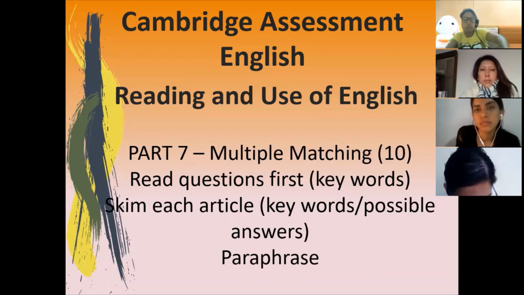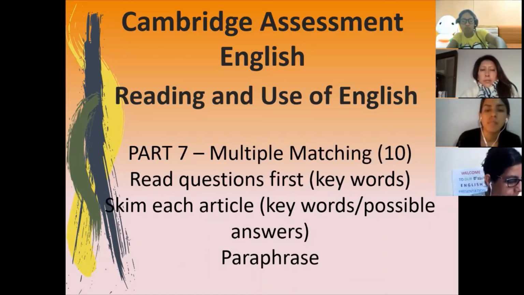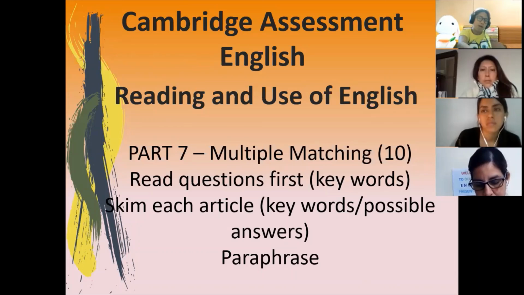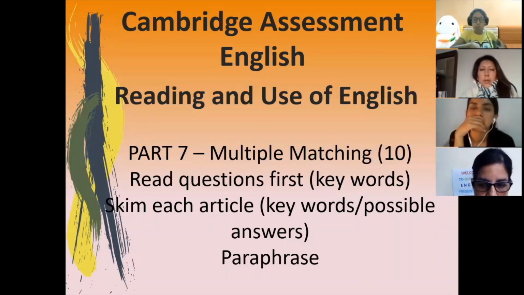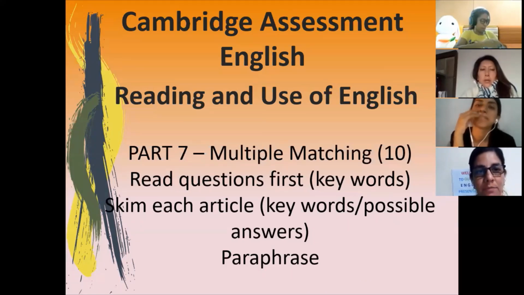because the sentences that they give you won't say exactly what is mentioned in the paragraphs, but it will be paraphrased. So you need to make sure you have this skill. Make sure you read the questions first, before you do the reading of the articles. This is the suggested way of doing it.